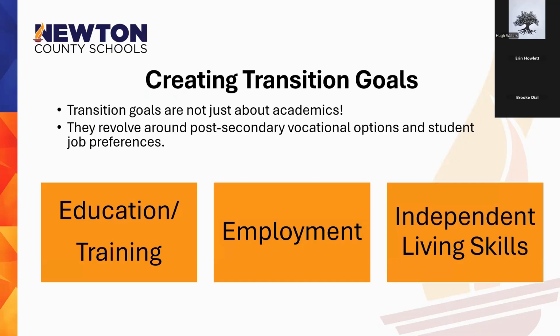Now, when we create these goals, they revolve around 3 categories. One is education and training, one is employment, and one is independent living. All of these comprise the transition plan to help them reach their goals for after graduation, during post-secondary.